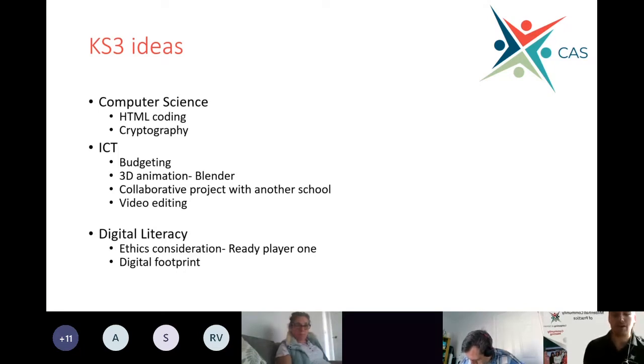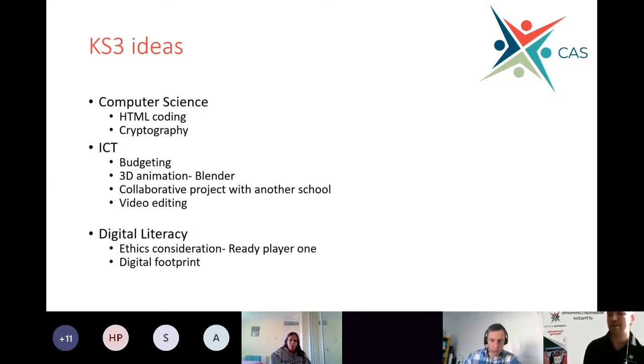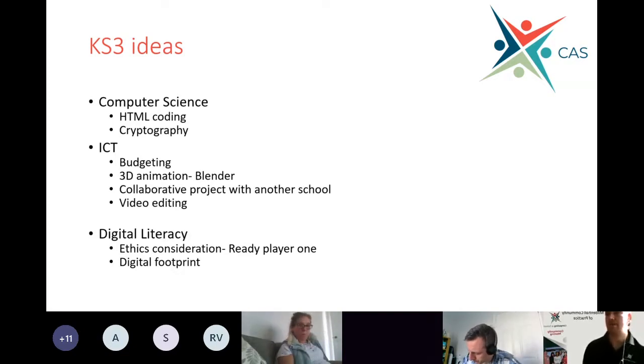And something that I thought ties in a little bit with the diary, if you like, that we were talking about in Key Stage 1 and Key Stage 2, is looking at digital footprint and getting them to maybe trace their digital footprint and think about where they've been and all the different types of areas where they've left their data and things like that.